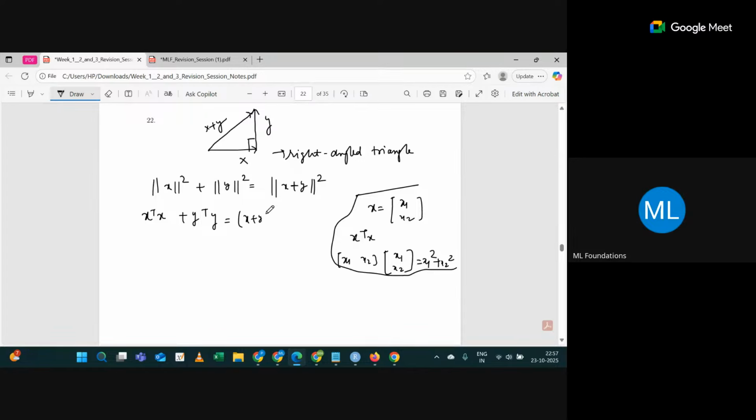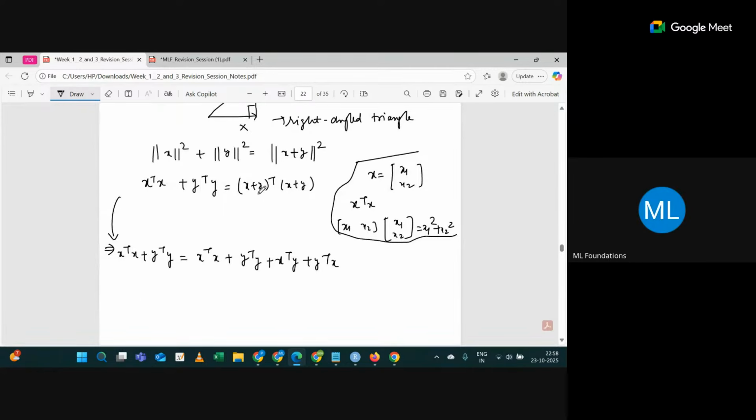So what else can you say for this? Can I say x plus y transpose into x plus y? Right? If I expand this, I will get x transpose x plus y transpose y plus x transpose y plus y transpose x. Yes or no? I just multiplied like this. So these two will cancel out. What I get here is 0 equal to 2 times x transpose y.